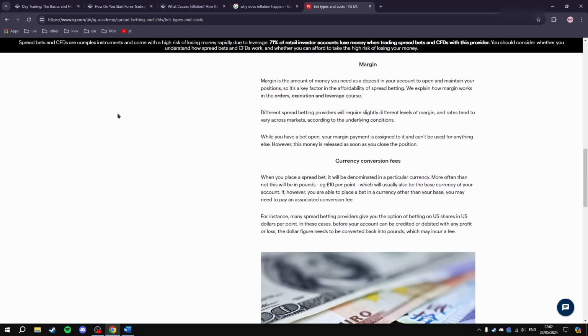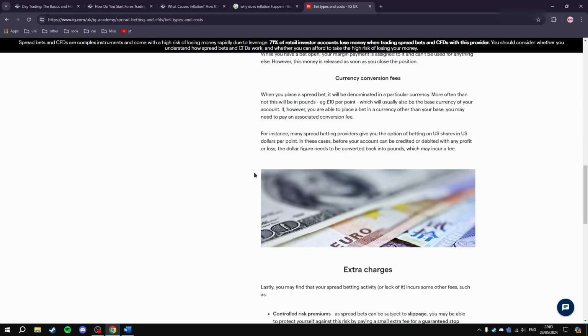And then we've got currency conversion fees. When you spread bet in another currency, for example, if you're in the UK and spread bet in something in USD, then the GBP has to be converted to USD, or vice versa, when transactions happen. And that is probably going to incur a fee from the provider. So watch out for that.